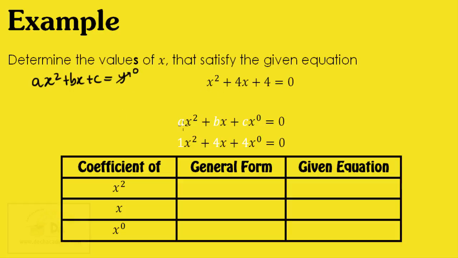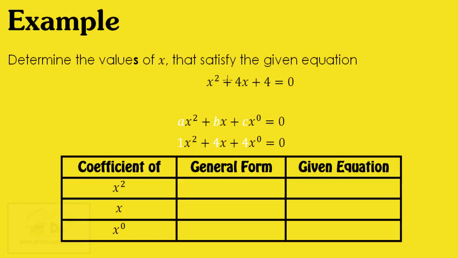So what I've done here is I've just written the general form, but instead of c, I've written c times x to the power of 0. Why? Because x to the power of 0 is 1. C times 1 is c. So c is the same thing as c times x to the power of 0, and you see why this manipulation is useful. So instead of ax squared plus bx plus c equals 0, I've written ax squared plus bx plus c times x to the 0, because x to the 0 is 1, c times 1 is c, so it's the same thing.